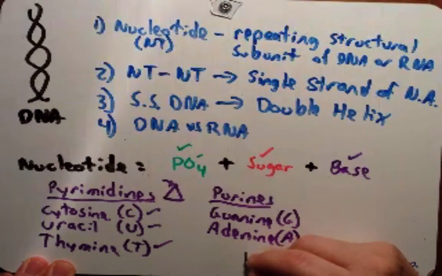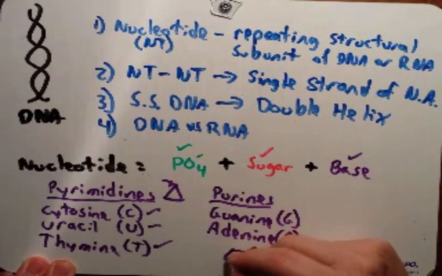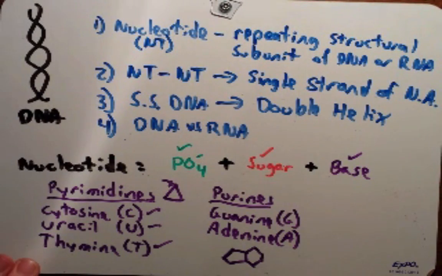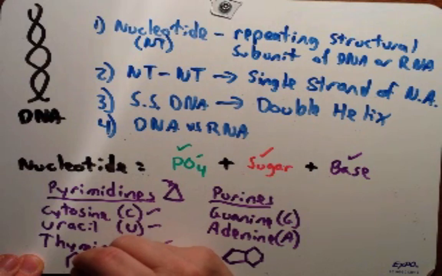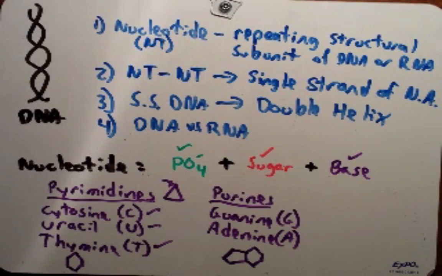And I'll draw one of the double rings like so. And you should remember that the pyrimidines are a single-ringed structure. You won't have to draw them, but if you see them present and I ask you, is this a pyrimidine or a purine, you'll want to ask yourself, does it have 2 rings or 1 ring? If it has 1 ring, you know it's going to be one of the pyrimidines. If it has 2 rings, you know it's going to be one of the purines.